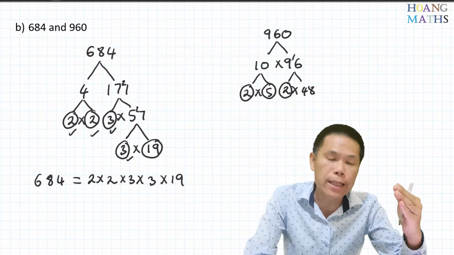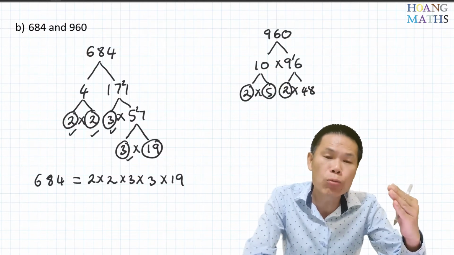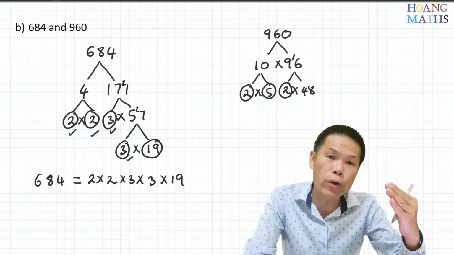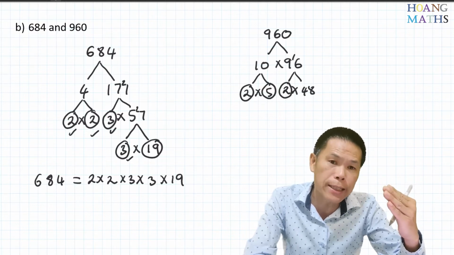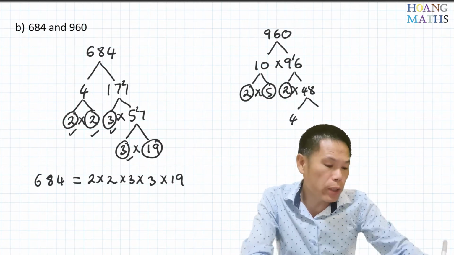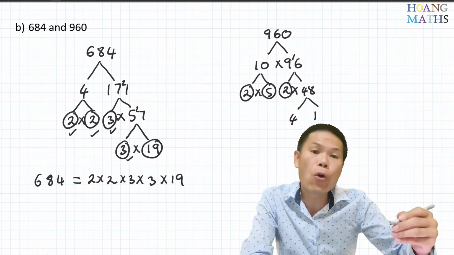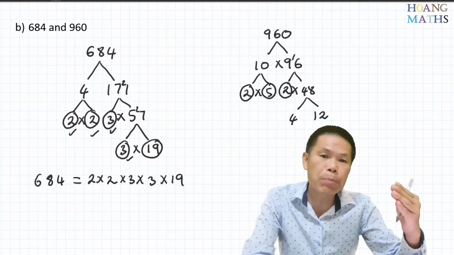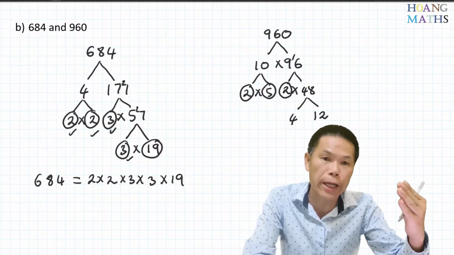Now 48. So 48 is divisible by 4, right? Because 4 go to 4 is 1, 4 go to 8 is twice. So therefore, we go 4. Now 4 go to 4 is once, and then 4 go to 8 is 2 times. There you go. Or it can be 2 times 24 if you like, okay?